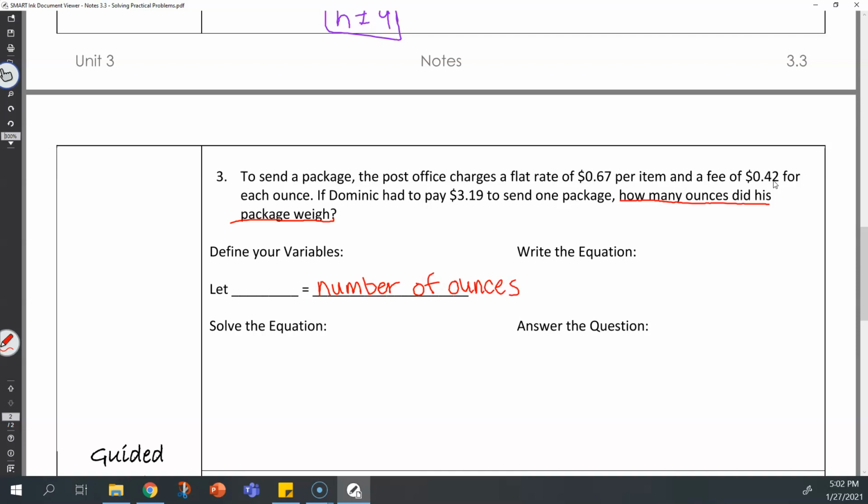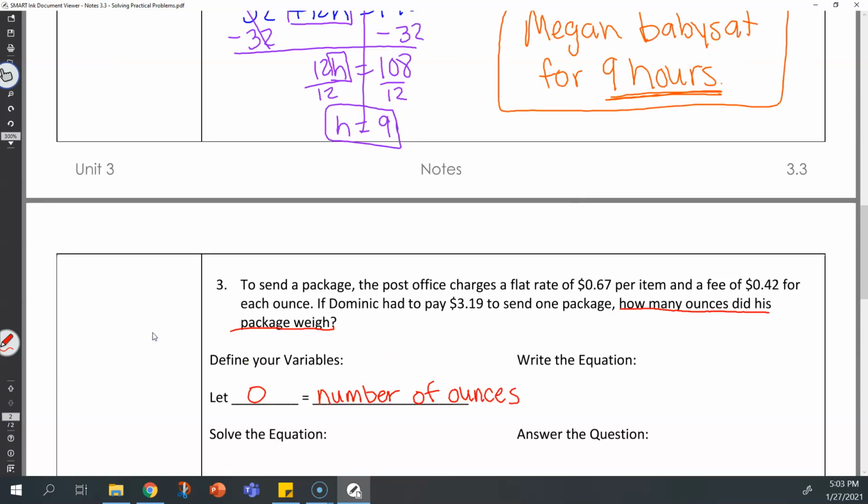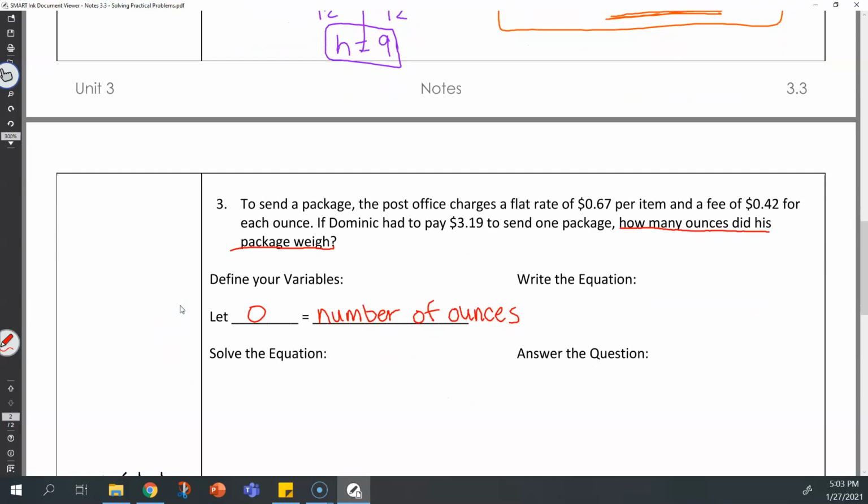Okay. And again, you can pick any letter to represent this. I would not use O. O looks very much like 0. It can get confusing, especially when you start plugging it in like we did up here with 12H. So instead of O, I'm just going to use X. Remember, X is always a good variable.